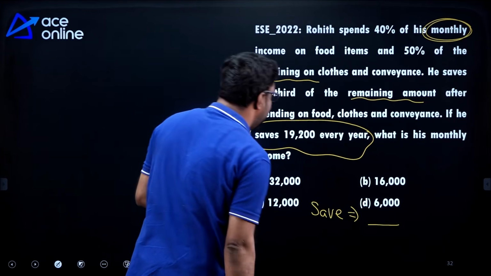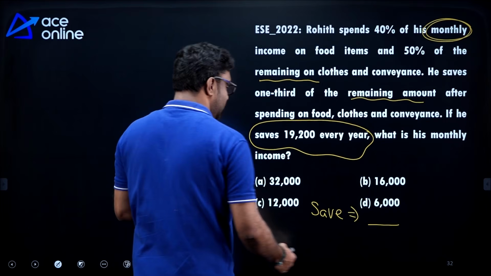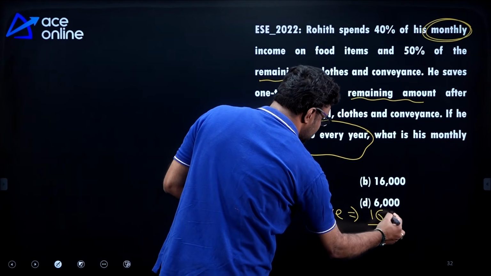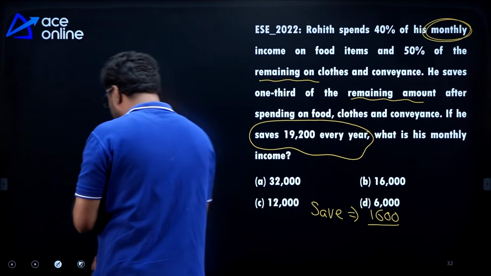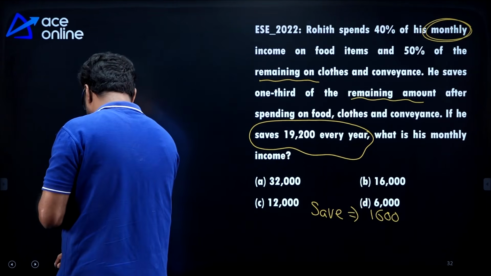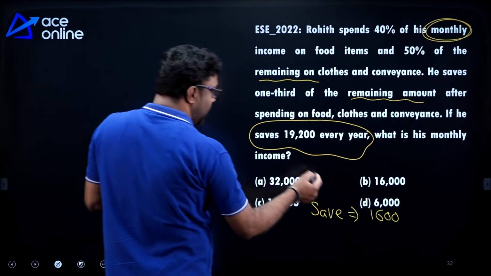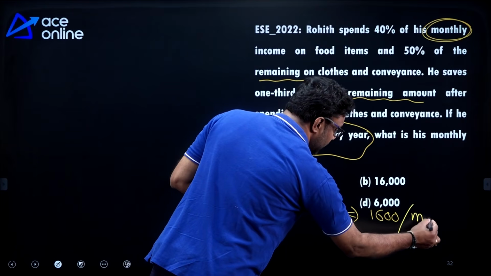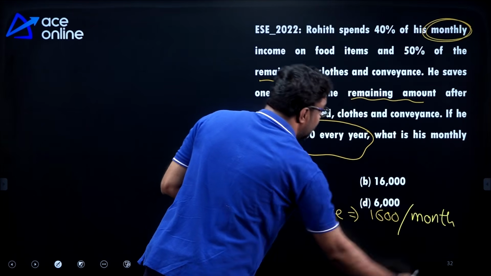So when you divide by 12, we get 12 one time and this is 16, so 1600 per month. Divide by 12, we are converting that savings to per month. Why, sir? Because the question is regarding monthly income. Okay, we have to do monthly things, right?